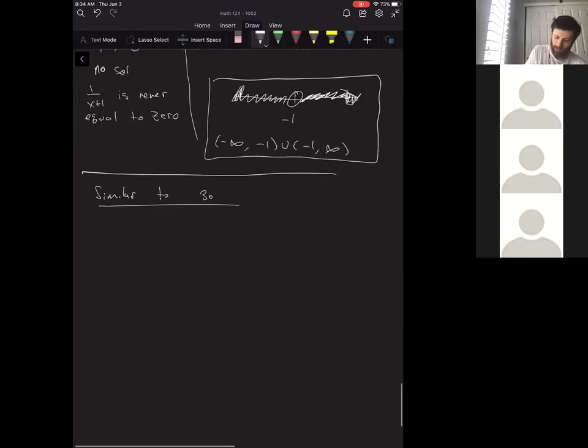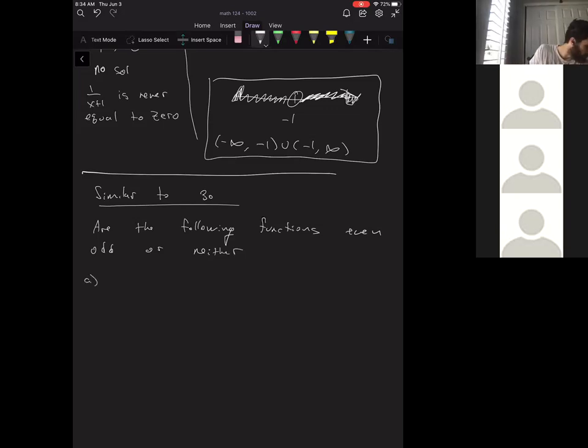For these following three questions, we'll ask: are the following functions even, odd, or neither? And let's do the first one.